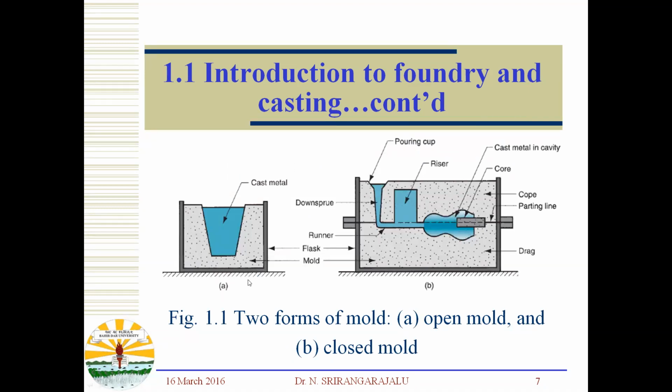This one is an open mold for casting metal. This is a flask, this is the mold and runner. This is the down sprue and pouring basin, riser, casting metal in the cavity, and there will be a core. Cope is the top of the box, and drag is the bottom of the box. In between these two is the parting line.